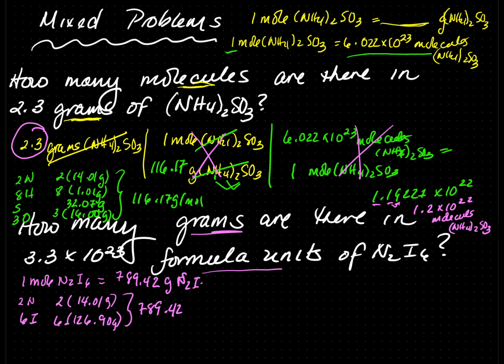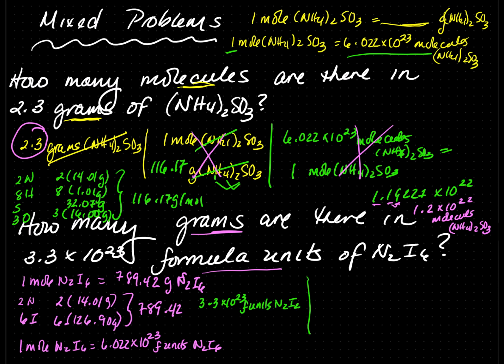So Avogadro's is going to be 1 mole of dinitrogen hexaiodide, which equals 6.022 times 10 to the 23rd formula units of N2I6. I'm going to start with the given, which is 3.3 times 10 to the 23rd formula units of N2I6. You need to write the units as well as the element.